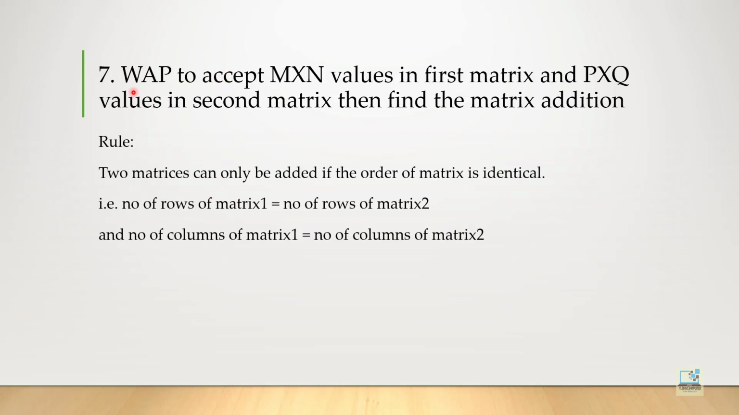Question number 7. Write a program to accept m into n values in the first matrix and p into q values in the second matrix, then find the matrix addition. Now, in order to add two matrices, we have a rule. The number of rows of the first matrix should be equal to the number of rows of the second matrix. Similarly, the number of columns of the first matrix should be equal to the number of columns of the second matrix. So in simple terms, two matrices can only be added if the order of the matrices is identical, meaning the order is the same for both matrices.